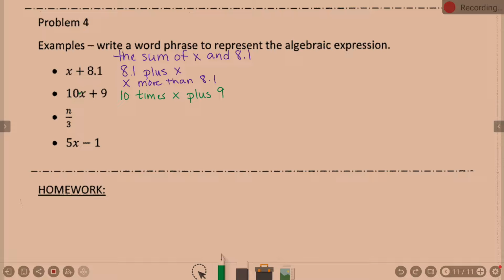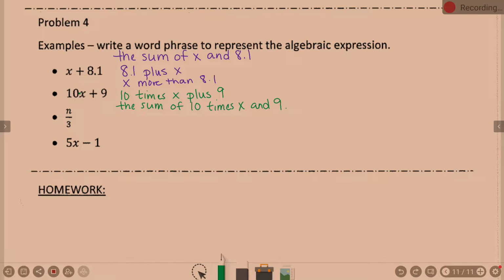What was yours, Ryland? 10 times x and sum. Okay. And I think if I was going to do that one, I'd say the sum of 10 times x and 9. I'd put the sum out front. But yeah, the sum is a good word there. So the sum of 10 times x and 9.